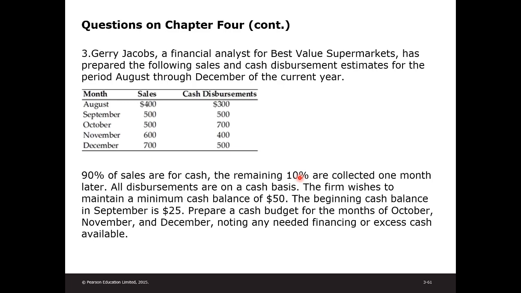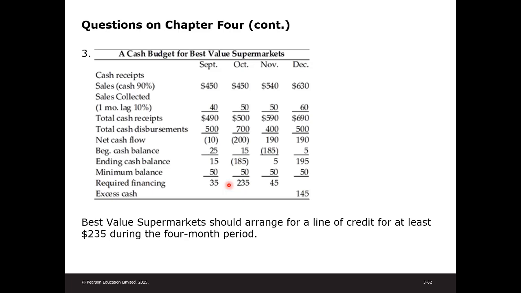Okay. Then we are told that the minimum cash balance required for the company to maintain its operation is $50 each month. So we need to subtract this number from the ending cash balance in order to know if we have excess cash or deficit in order to finance. So for the first month, we will need to subtract $50 from $15, which is the ending cash balance. So we will have a negative $35, which is required financing. In the next month, we will subtract 50 from negative 185, which will give us a negative 235, which is a deficit also, so it will be a required financing.